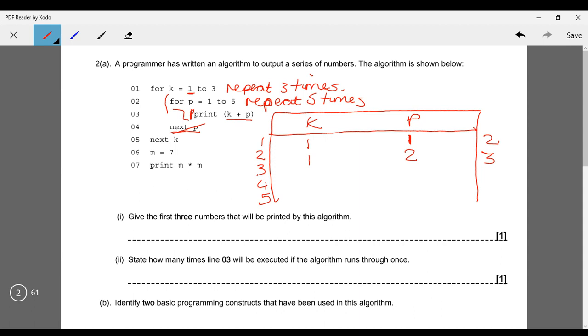Again, I'm still not finished with my inner loop, so I'm going to come along here. k is still 1, but p, on the third time round, is now equal to 3. And so the next number is going to be 4. The fourth time round, k is equal to 1, p is now equal to 4. And so we'll just keep jotting these numbers down. And then I'm going to come up here, and it's going to be equal to 6 for the output.